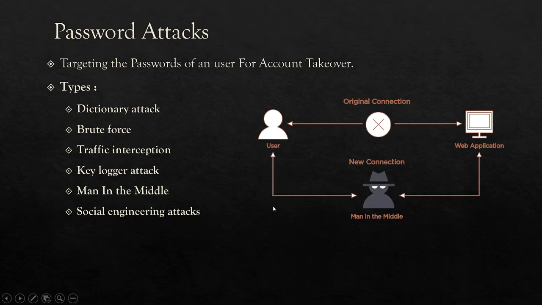And man in the middle attack, as you can see in this particular image. Here is a user who actually wants to send a direct connection to the web application which he uses, like twitter.com. So what an attacker does is he will be connected along to the user's network. There are a lot of apps to act as a man in the middle. So there is Xanti, a mobile application, you could explore that.